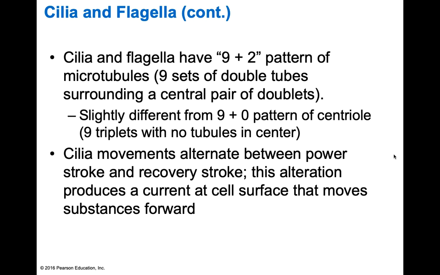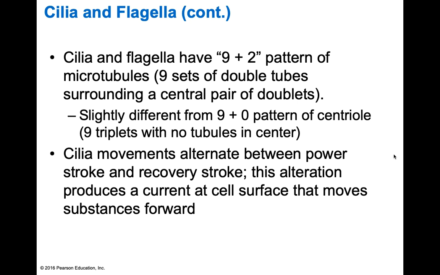So the cilia and flagella have a 9+2 pattern. This means that you have 9 sets of double tubes surrounding a central pair. I'm not so concerned about this rule. You just need to know that it's microtubules that compose these structures and help to create the basal body that stems from the centriole.